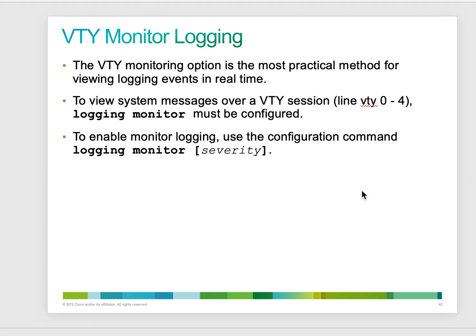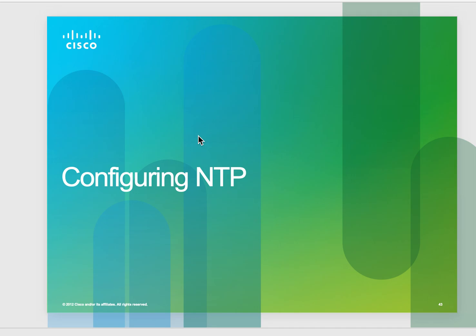Now let's take a look at the VTY, the virtual terminal monitor logging. The VTY monitoring option is the most practical method for viewing the logging events in real time. To view system messages over a VTY session, VTY usually from 0 to 4, you must configure the logging monitor. If you don't configure logging monitor, you will not be able to view the VTY monitor. You must configure it in order to view what is going on. Is that okay? Now let's go to configuring NTP.